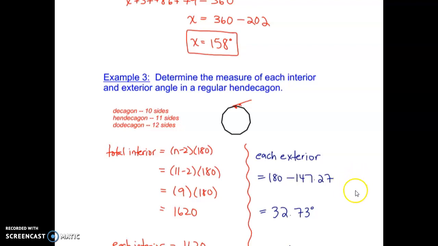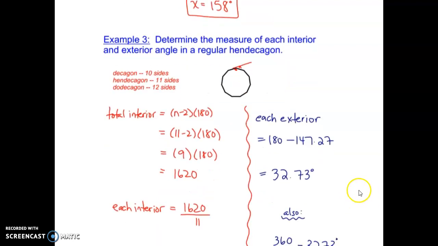Example 3. Determine the measure of each interior and exterior angle in a regular hendecagon. This is probably new vocabulary for a lot of you. We don't often ask you to draw a hendecagon. So just going to review. A decagon has 10 sides. A lot of you probably already know that. A hendecagon, that has 11 sides. And a dodecagon, that is a polygon with 12 sides. So we're looking at a hendecagon. We're looking at 11 sides.